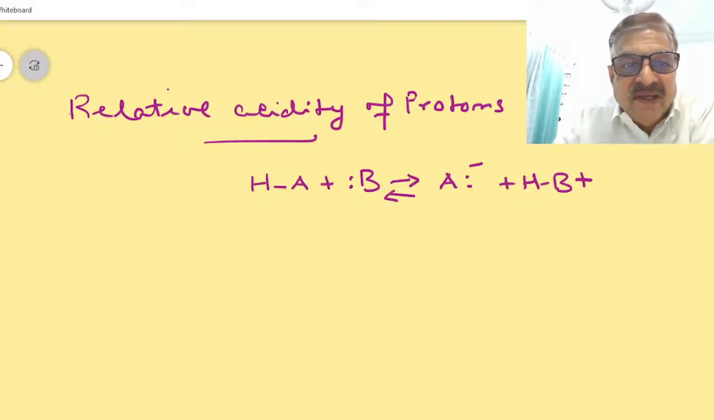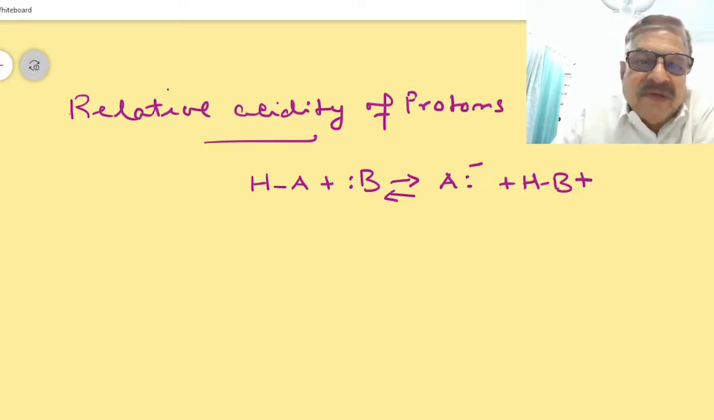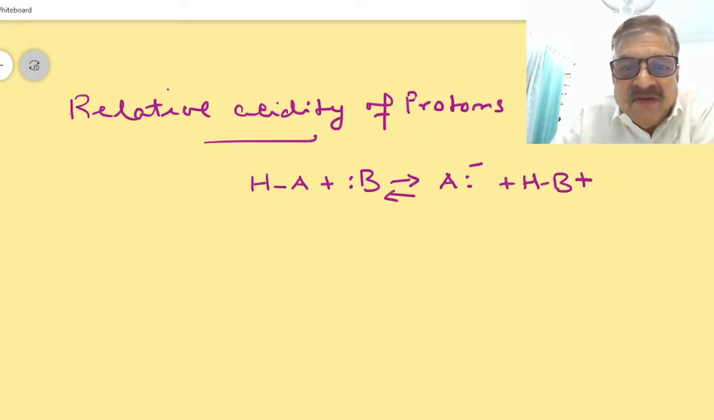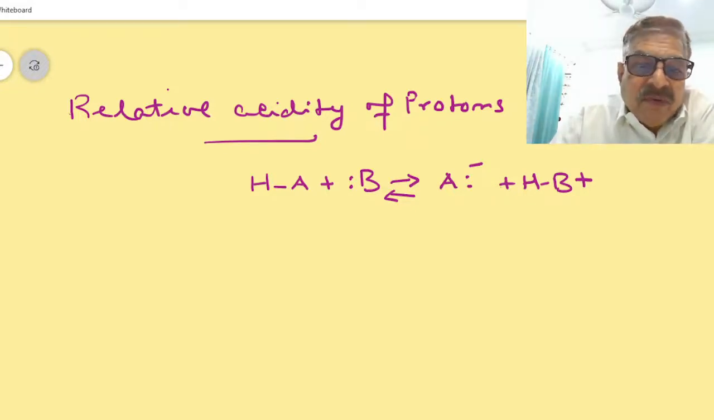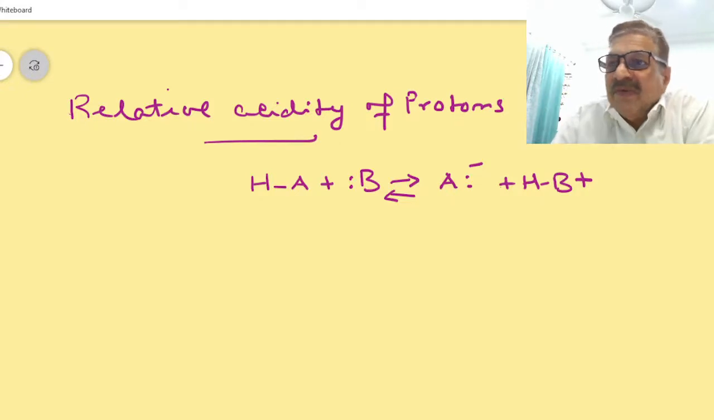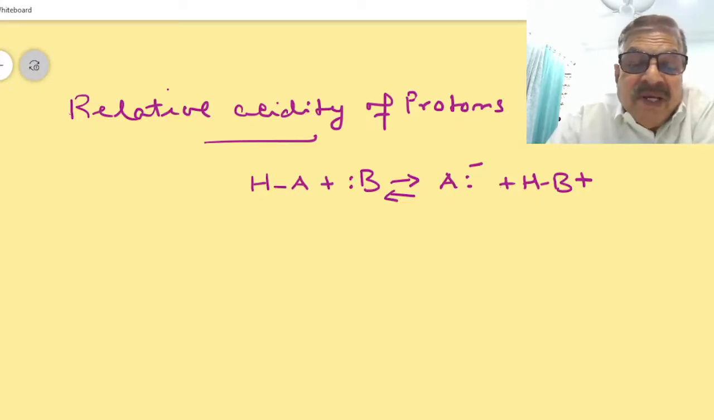Hello friends, how do you determine the relative acidity of protons? That is our topic for discussion today. We have seen in the Bronsted-Lowry concept of acids and bases, it is based on the protons. Acid is a proton donor and base is a proton acceptor, you know that. So an acid-base reaction is a proton transfer reaction.